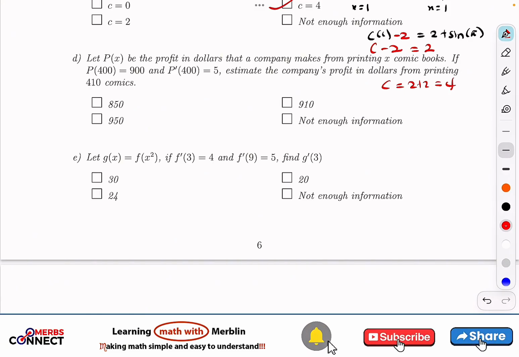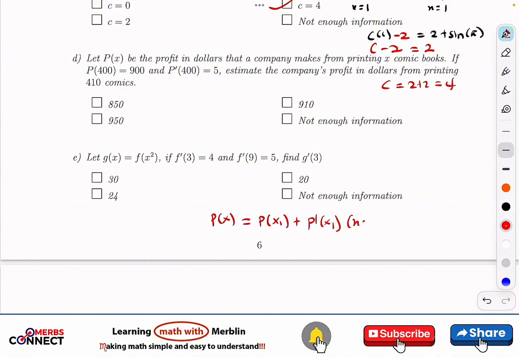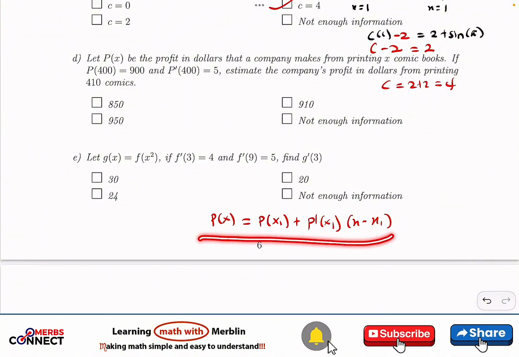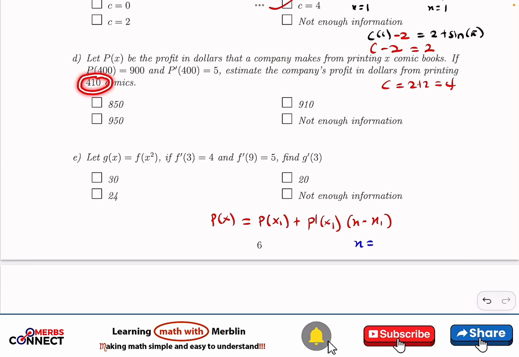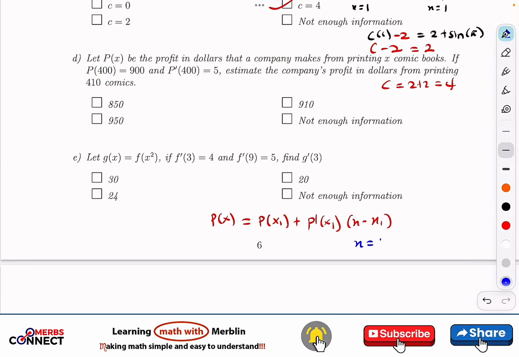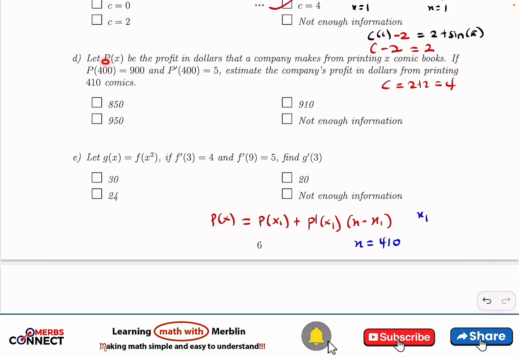So the approximation for this one is going to be p of x is equal to p of x1 plus p prime of x1 times x minus x1. So you can relate this one to the equation of the tangent, right? Now, what is x here? x is what we want to approximate, which is 410. So x is 410. And then the x1 is what we have already in the function, which is 400.